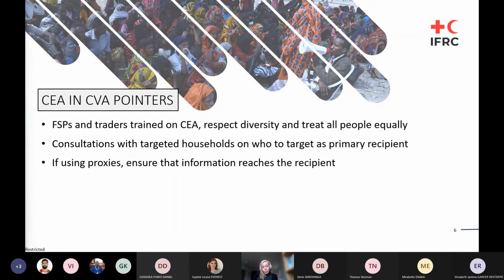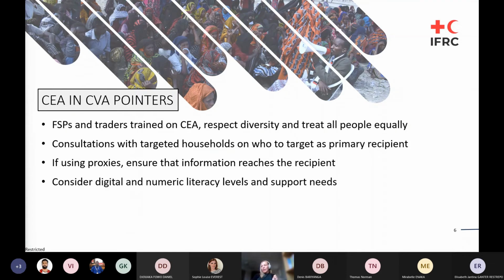Very often we use proxies in our targeting. So for example, people living with disabilities or elderly people might assign either a household member or a close friend to be the one to go and collect the cash. But we very often see that maybe they don't get all the money back, or that there are other issues coming out of using proxies. So if that is the case, then we need to make sure that we are still communicating directly with the person who was intended to receive the cash.